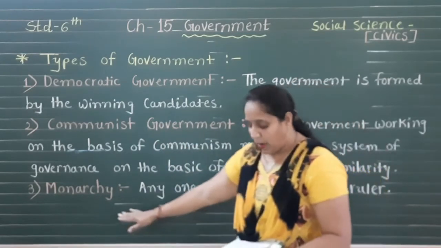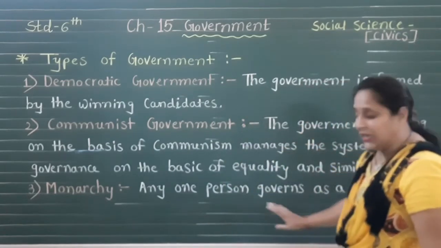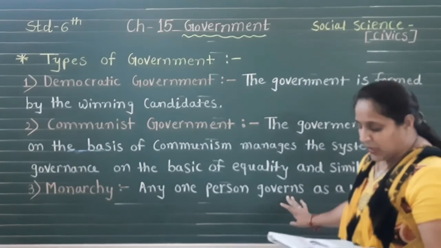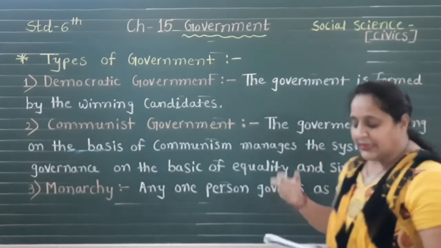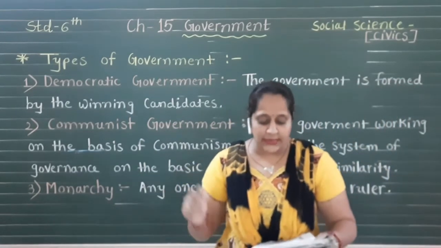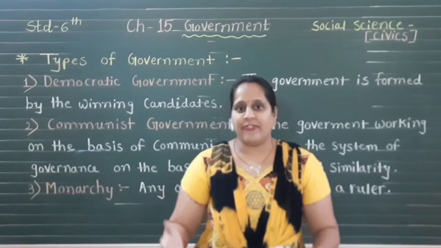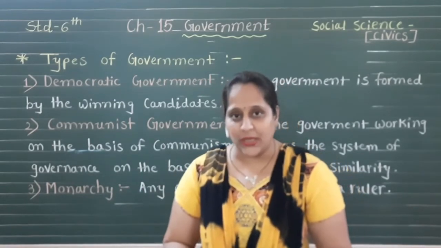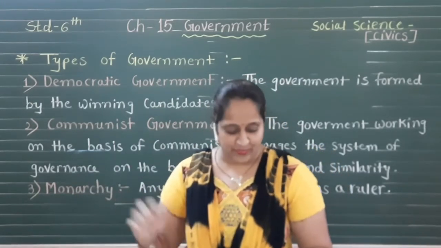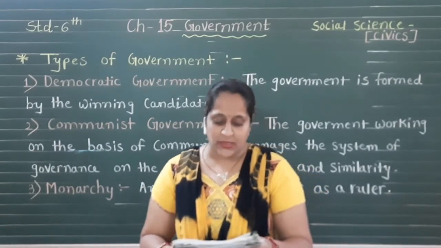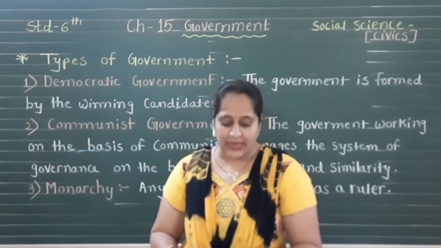After that, we are talking about monarchy. Here, a single person rules. Generally, the title of ruler is inherited. Inherited means after this ruler, the son becomes the next ruler. In this way, before independence in India, you observe monarchy was there. So people do not have the right to choose their rulers in this type of government. Today, monarchy is there in some countries of the world.